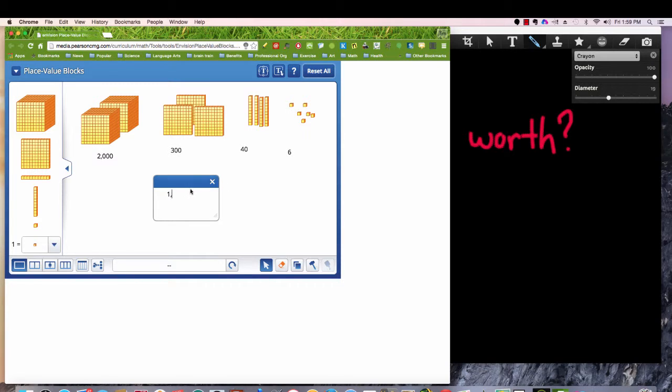So if I go back to the standardized numbers, we know that in the thousands I've got 2,000, in the hundreds I have 300, in the tens I have 40, and in the ones I have 6. So I would write the number like this: 2,346. So my total value for that number is 2,346, and these show the values for the different areas.